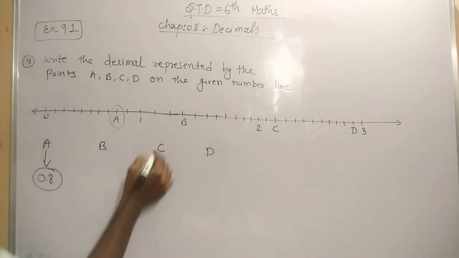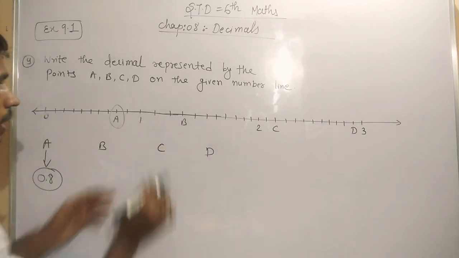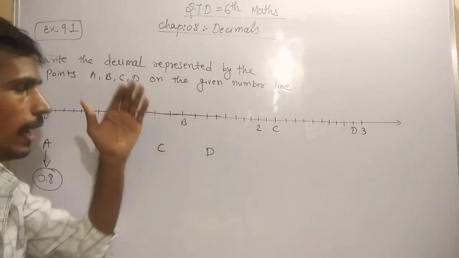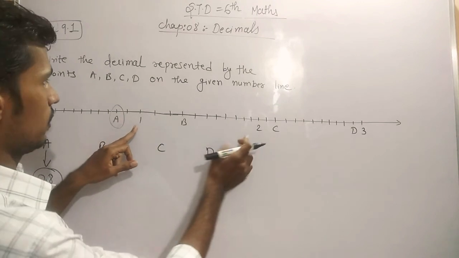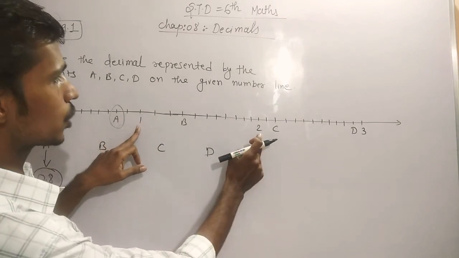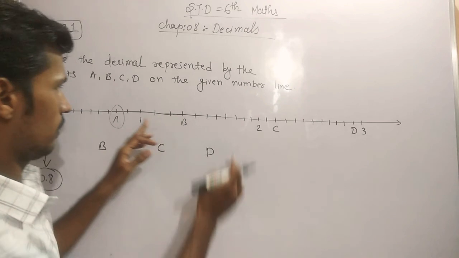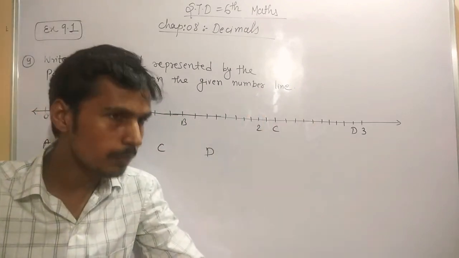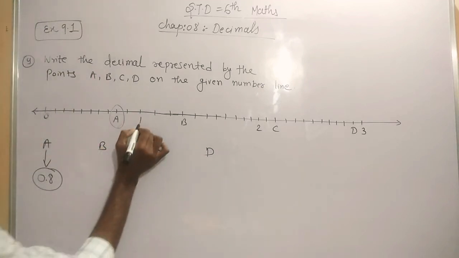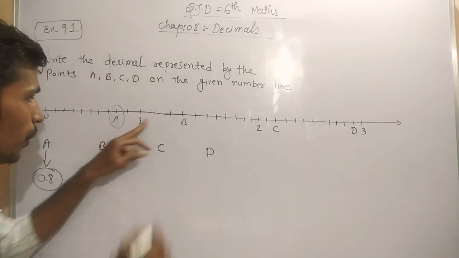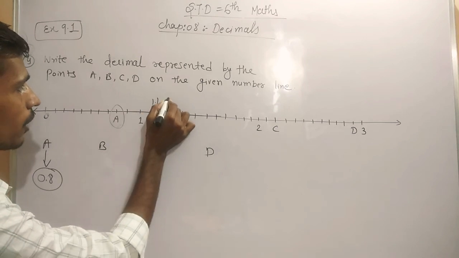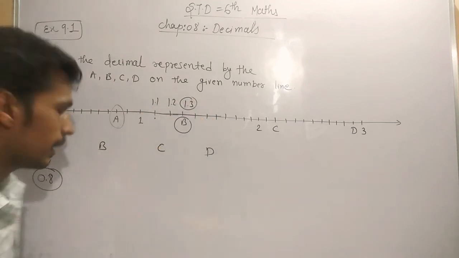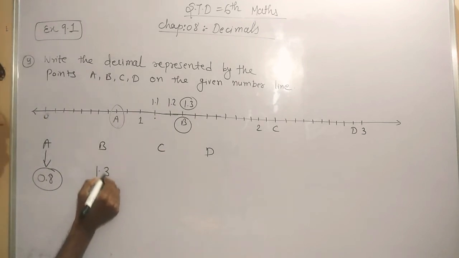Now B is coming after the 1. So we will start from 1, and as we know, the number line between the two numbers is divided into 10 equal parts. So after 1, 1.1, 1.2 and 1.3. So point B represents decimal 1.3.